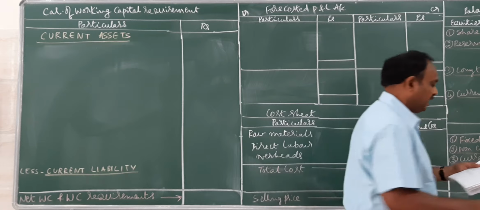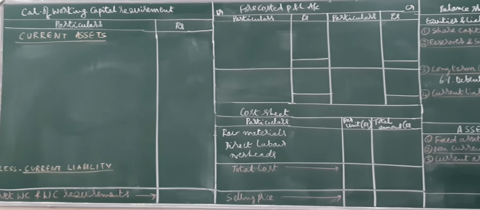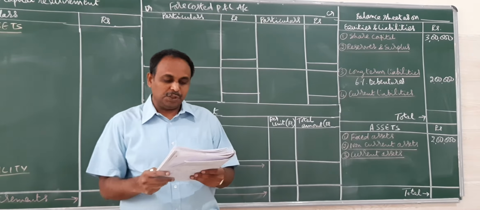For example, share capital will come in the balance sheet, rupees 3 lakhs. Then 6% debentures is a long-term liability, comes on the liability side. Fixed assets at cost comes on the asset side, 2 lakhs. So all the three information related to the balance sheet.